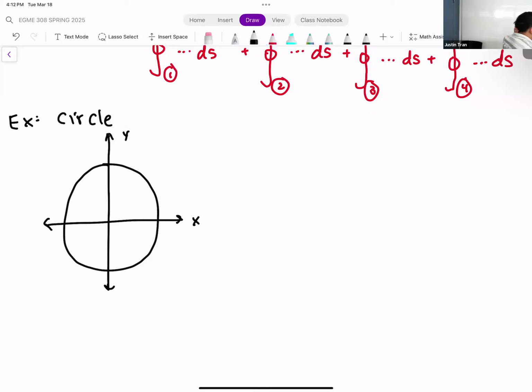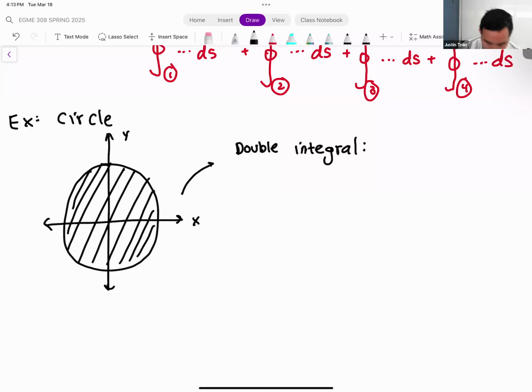So let's talk about what we need to do to integrate this with a line integral, with a double integral first. With the double integral, we're going to be integrating across this entire area, so we need to cover everything that's inside the circle, right? The problem is, with the circle, we have all these curved edges, and so we don't have a strict upper and lower bound for x or y.